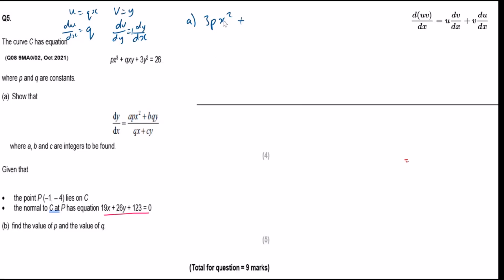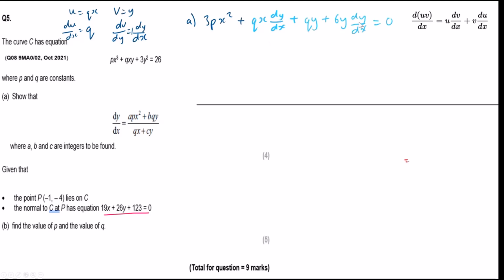Right, so this is for the recording, implicit differentiation. We just differentiate our x cubed to get 3px squared, as p is a constant. This next part, we must use our product rule, which is here. So that should be our next line.